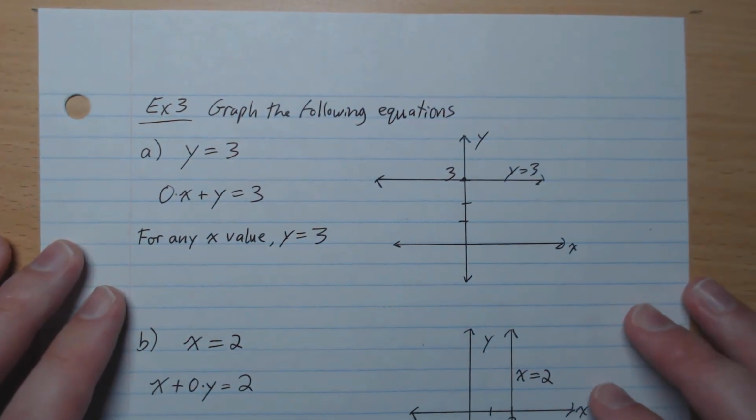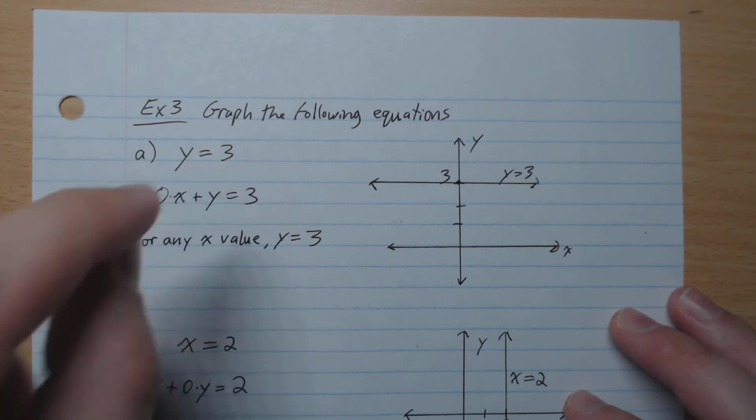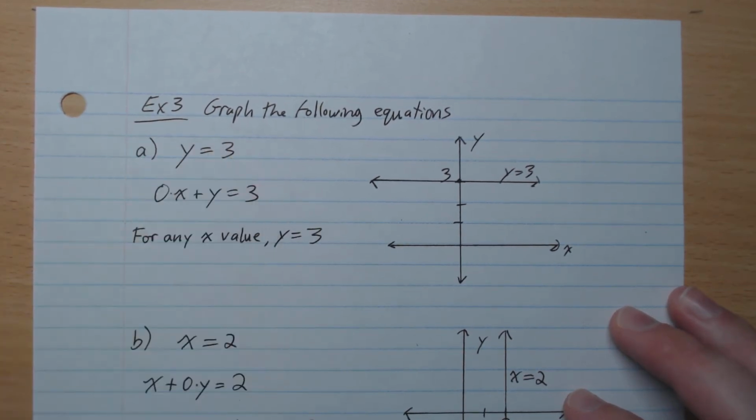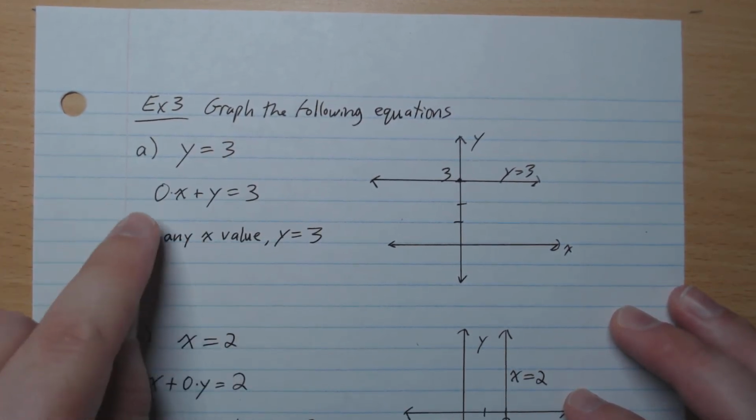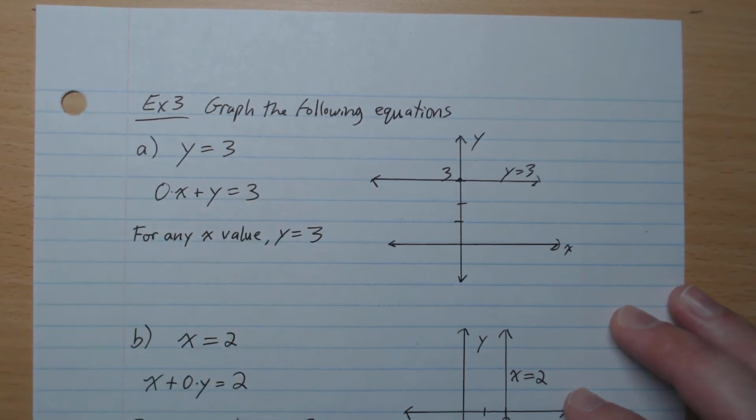Okay, here's some other kinds of equations. Graph the following equation, y equals 3. What this means is for any x value I plug in, y is always 3. So we can think of it as this, 0 times x plus y equals 3.